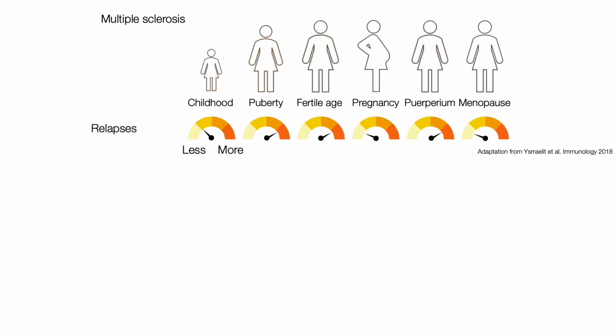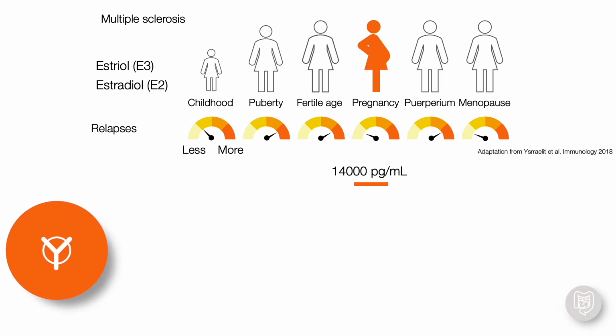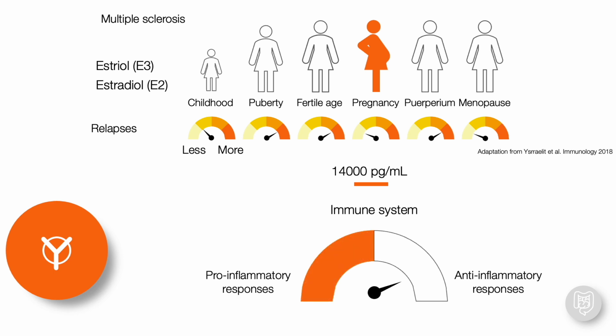The relapses in women affected by MS are also more frequent during fertile life than during childhood and menopause, with the exception of pregnancy. During pregnancy, there is production of estriol, and in addition, much higher amounts of estradiol of around 14,000 picograms per milliliter are produced. These levels are much higher than those outside of pregnancy. This combination of hormones is believed to once again influence the immune system and intestinal microbiota with opposite results to those of estradiol produced when the woman is not pregnant. In particular, it is believed that this combination of hormones could promote anti-inflammatory responses that would have the purpose of preventing rejection of the fetus, but could also contribute to reducing the number of relapses during pregnancy.